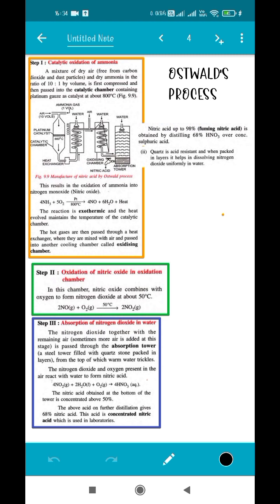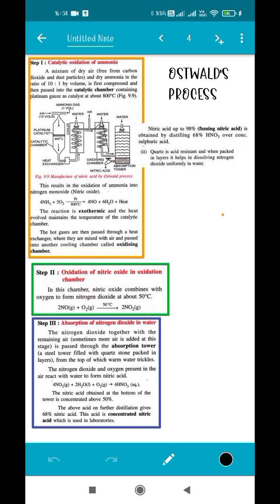This is done in the chamber called absorption tower. The absorption tower is actually a tower made up of quartz. We will learn why quartz is used. So the reaction is nitrogen dioxide plus water plus oxygen. It will give you HNO3, nitric acid. So this nitric acid is concentrated and then this concentrated acid is used in the laboratories.